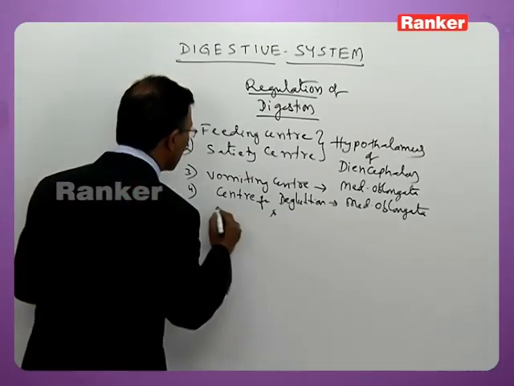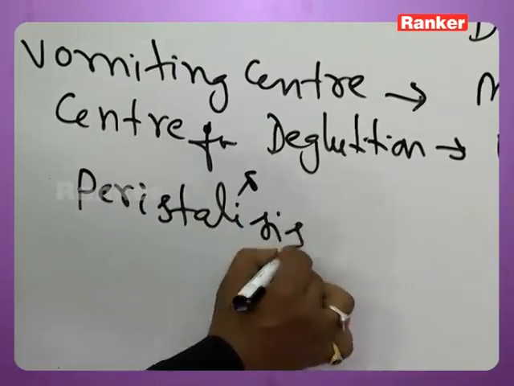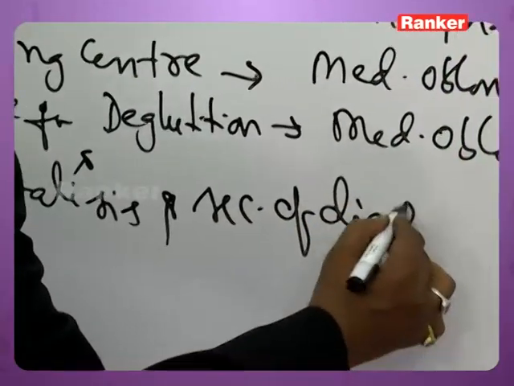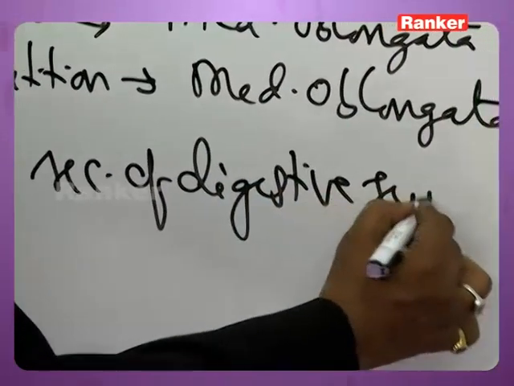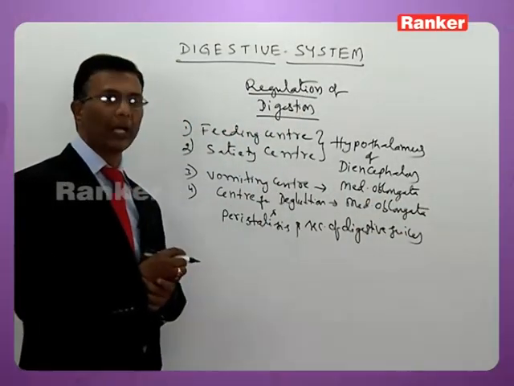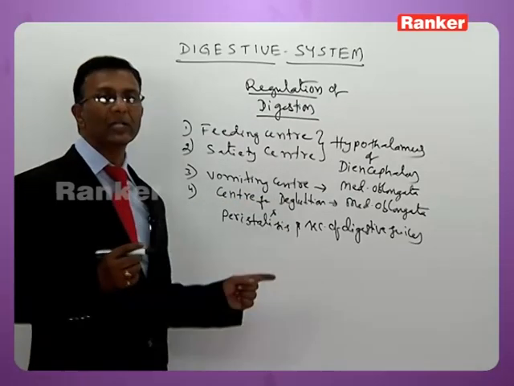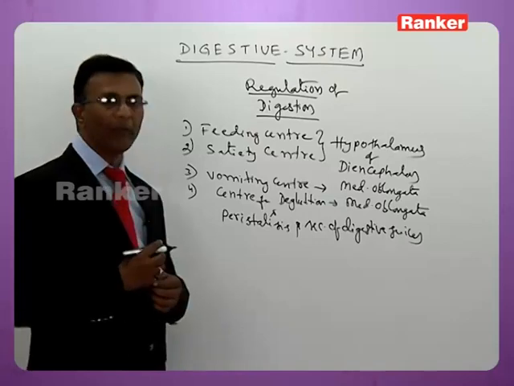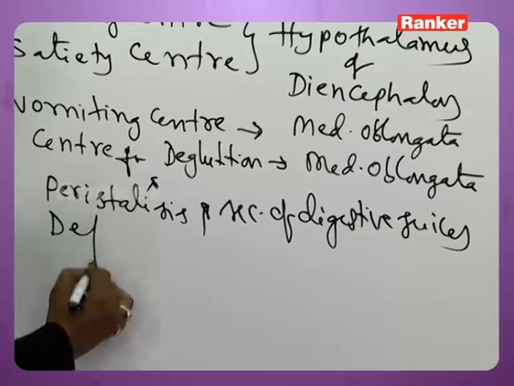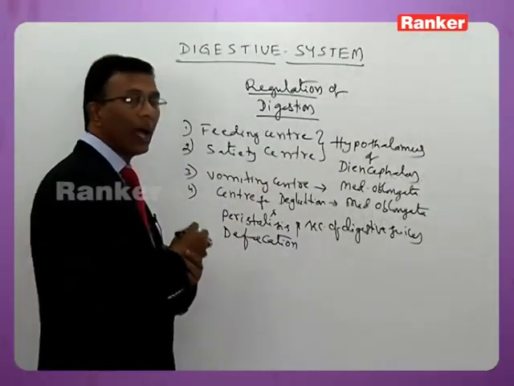Apart from this, peristalsis and secretion of digestive juices, all these activities are also under the control of the medulla oblongata. The centers for deglutition, peristalsis and digestive juice secretion are all under the control of the medulla oblongata. Apart from this, defecation is also under the control of the medulla oblongata.